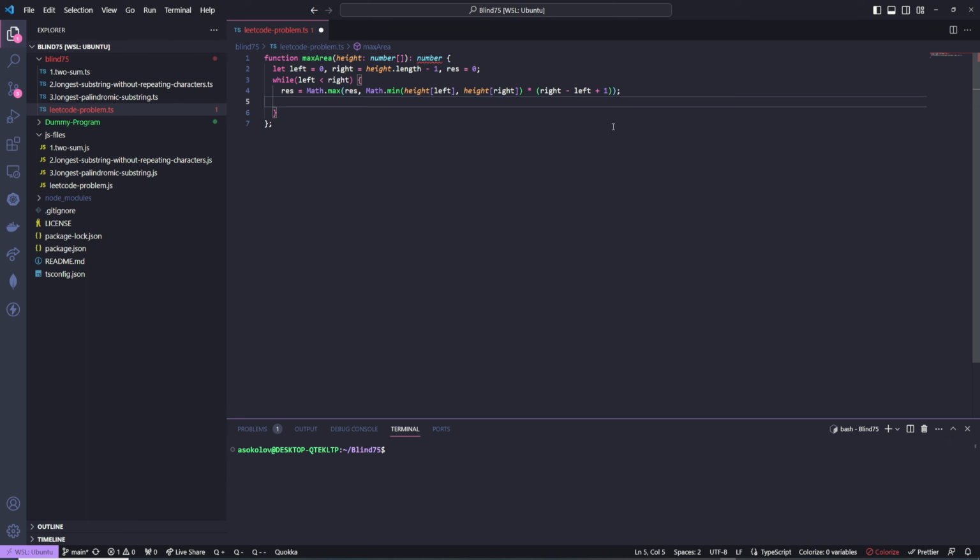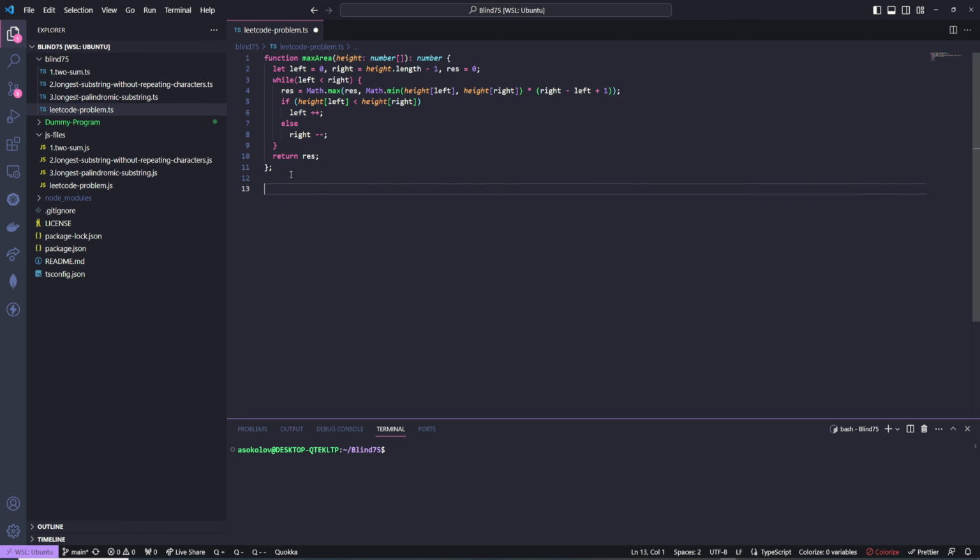Now what we need to do is check which one we have to move. So we could say if height left is less than height right, that means we want to move the left forward, so left plus plus. Otherwise, if the height right is less than or equal to the height left, then we'll move the right backwards. It doesn't matter which one you move if they're equal. We keep doing this until they intersect, and then finally we return the result.